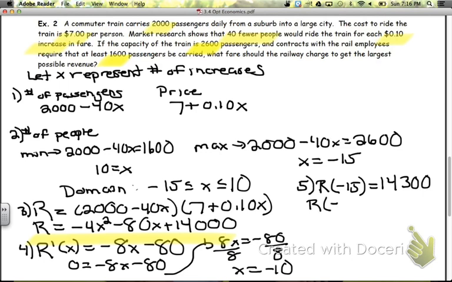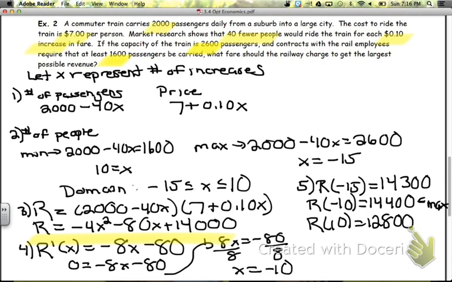Similarly, if we sub in negative 10, we get 14,400, and when we sub in positive 10, we get 12,800. So you notice here that this value, when we have negative 10, is our max. So what is that negative 10? Well, negative 10 is the number of increases. So should we increase a negative number? It's kind of telling us we shouldn't increase, we should actually decrease.